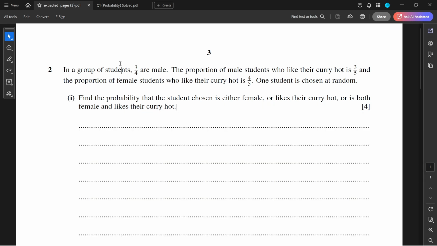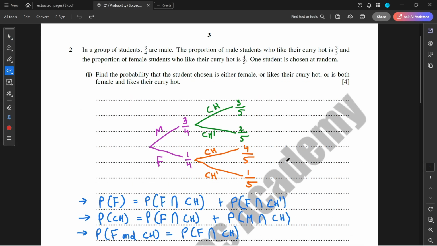Now it's time to understand how to solve this question. The first thing that I have done here is to create a tree diagram by utilizing the information present here.